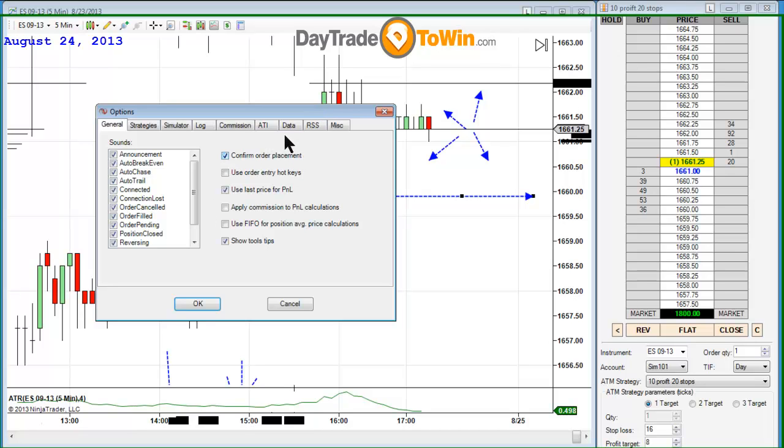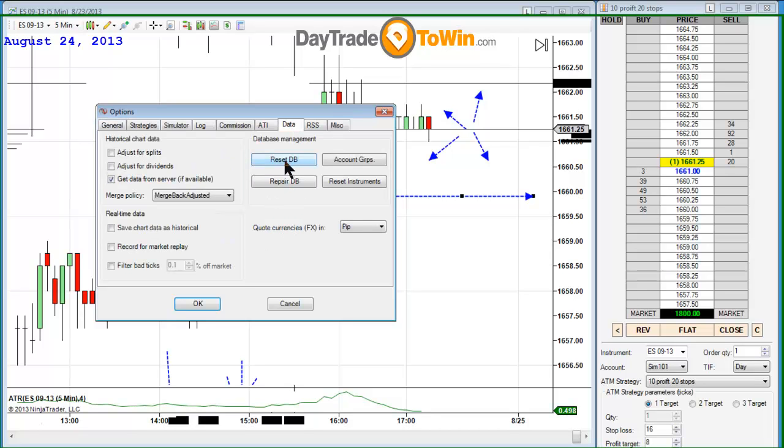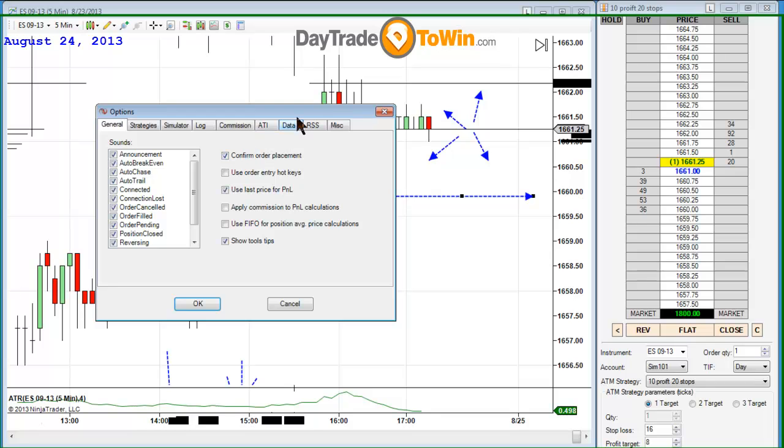The other thing that you should do once in a while, I'm not sure if those of you using NinjaTrader know about this, but I clear out my data with reset and repair at least once a month or every 2 months or so. I find that sometimes the cache slows down my computer, so I reset and repair data a few times out of the year just to make sure that my NinjaTrader is running optimally. It's something that sometimes goes overlooked. Okay, so it's in confirm order placement. Okay.